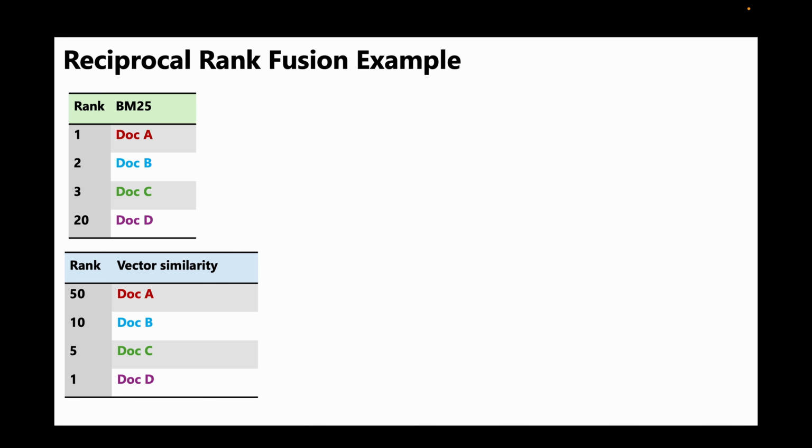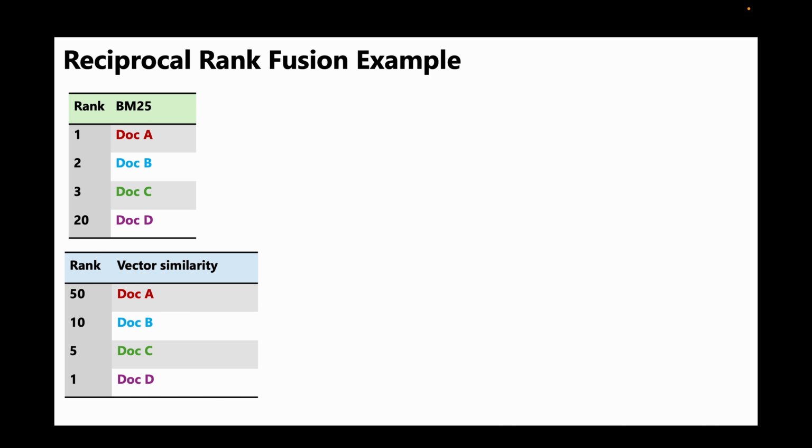You see that document A is the top ranker in BM25, but it appears at rank 50 in vector similarity search, whereas document D is the top ranker for vector similarity search, but it appears at rank 20 in BM25 results. Document B and document C are on both lists and in reasonably high ranks. For example, document B is at rank 2 in BM25 and rank 10 in vector similarity search, whereas document C is at rank 3 and rank 5 in the two lists.